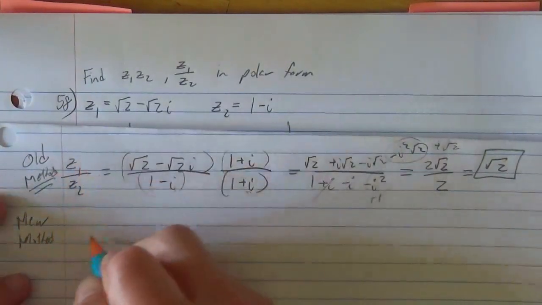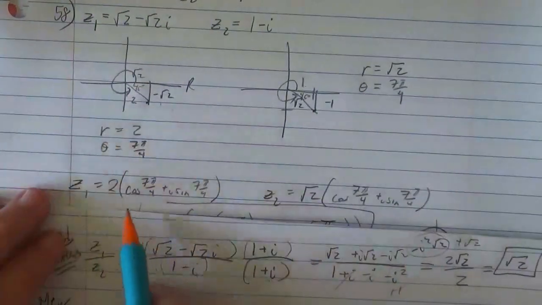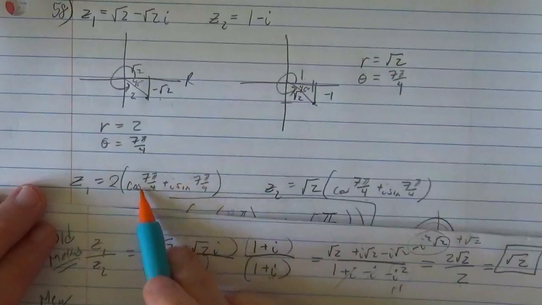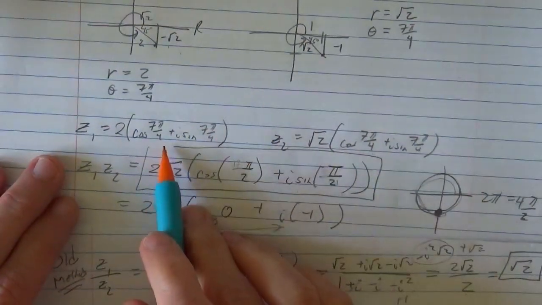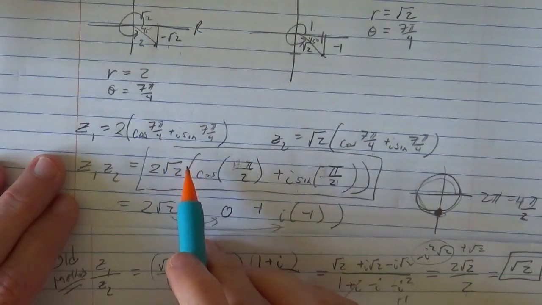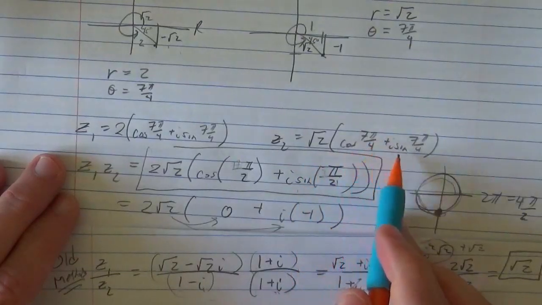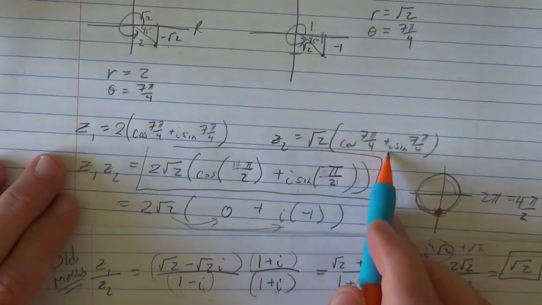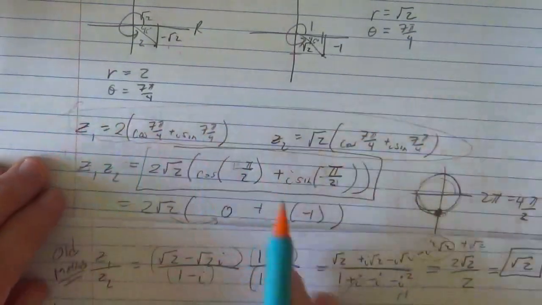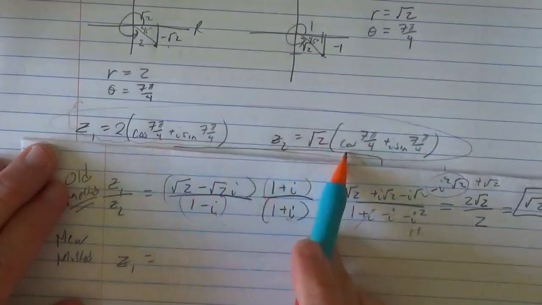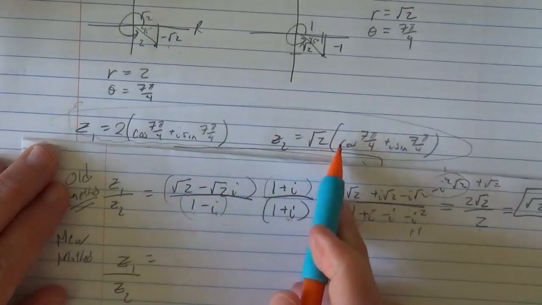So remember in the last video, we did our polar forms for both of them, and we got that z1 was cosine 7 pi fourths plus i sine 7 pi fourths, and z2 was root 2 cosine 7 pi fourths plus i sine 7 pi fourths. So these were our trig forms of those.